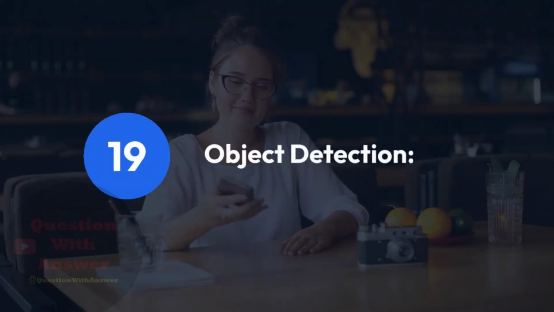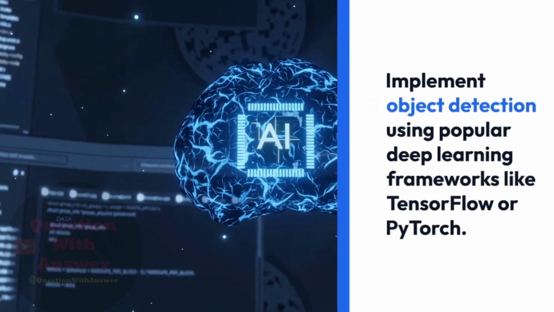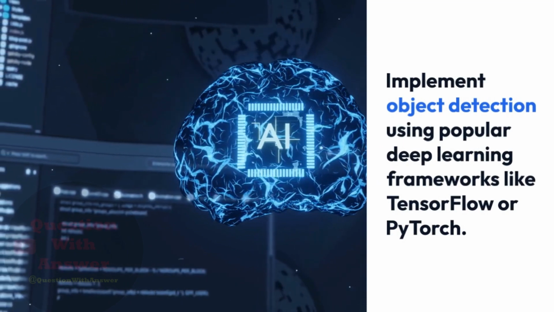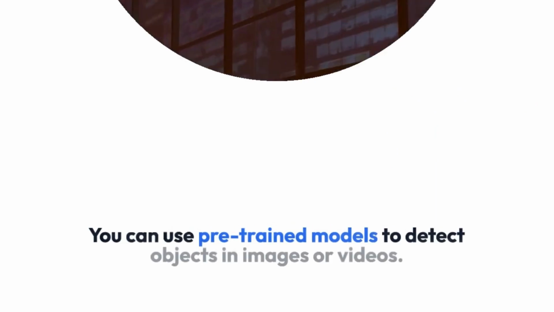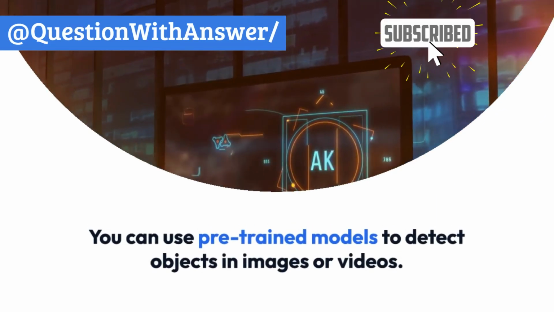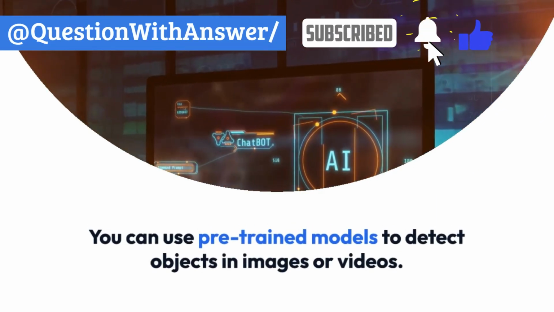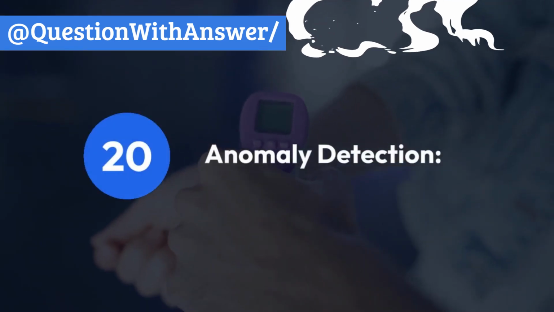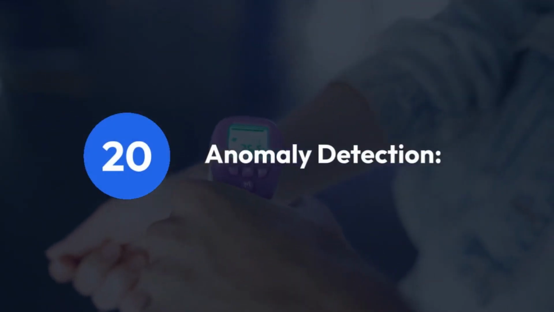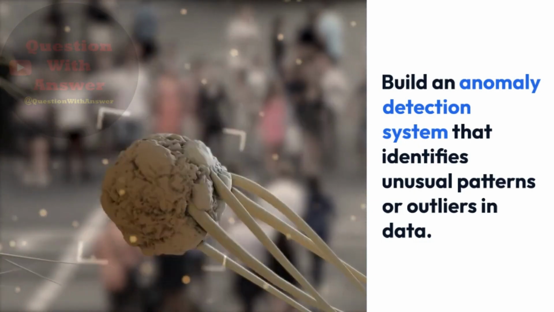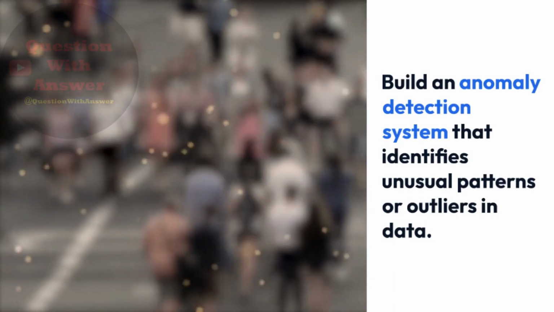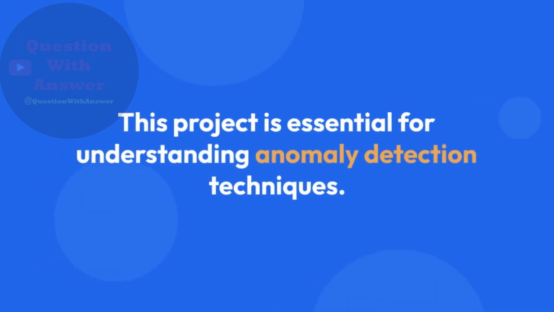Nineteen, object detection. Implement object detection using popular deep learning frameworks like TensorFlow or PyTorch. You can use pre-trained models to detect objects in images or videos. Twenty, anomaly detection. Build an anomaly detection system that identifies unusual patterns or outliers in data. This project is essential for understanding anomaly detection techniques.